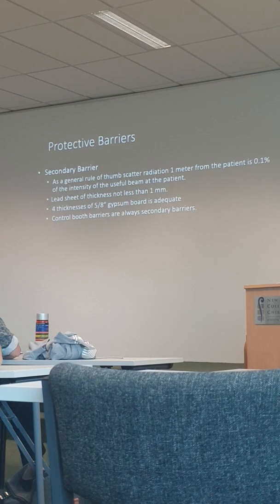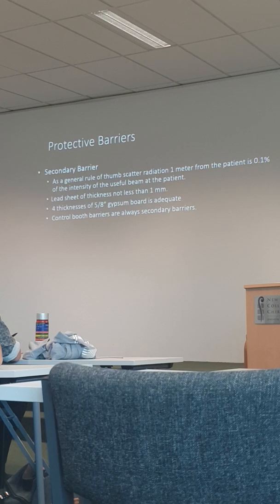A secondary barrier is basically any other wall within the X-ray room. It needs to be the equivalent of 1 millimeter of lead. So 4 thicknesses of 5/8 inch gypsum board is adequate. So the door, the wall behind the X-ray machine, and the control booth are all secondary barriers.